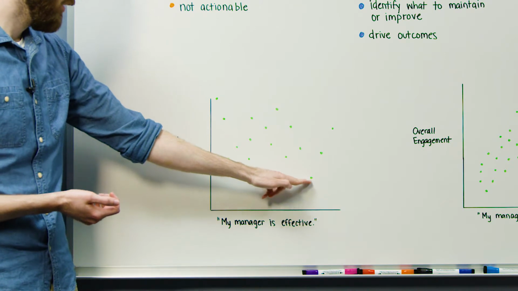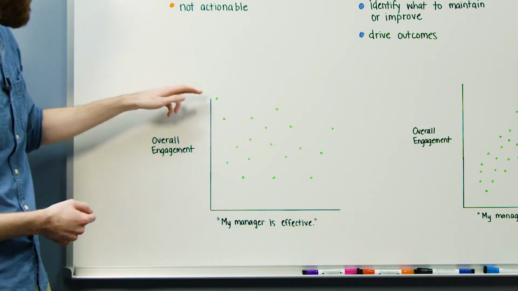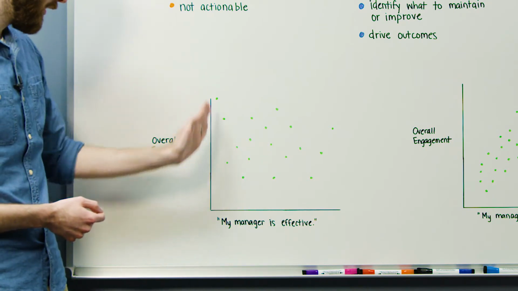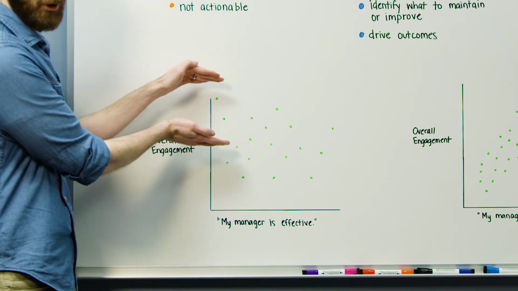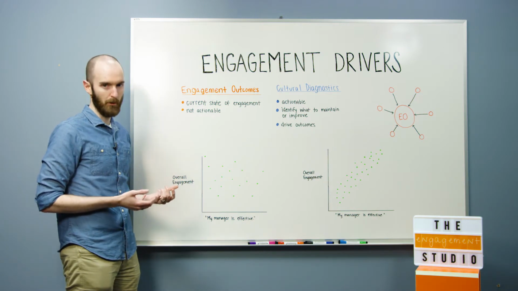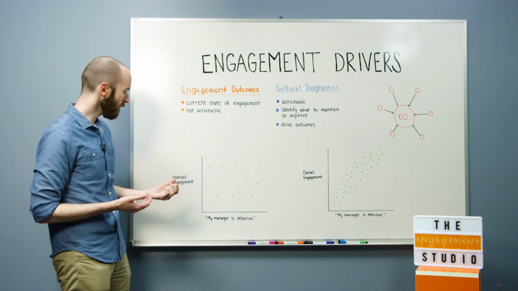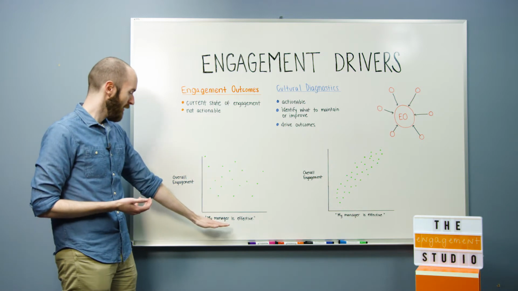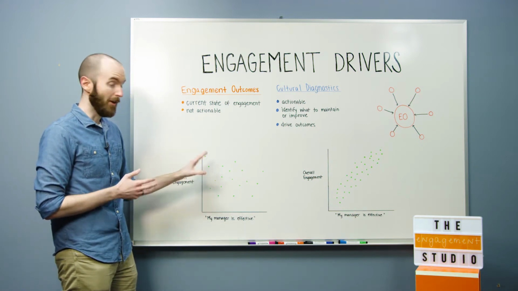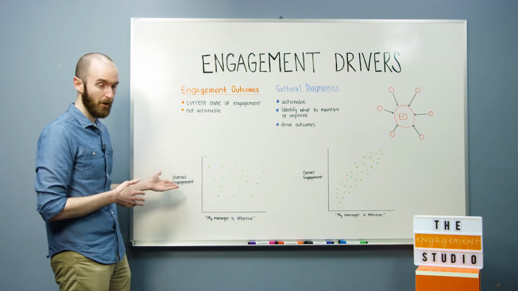overall engagement. But then we also have the exact opposite, that we have some people who rate manager effectiveness quite low on the spectrum, but they're really high in overall engagement. So essentially, there's really no nice one-to-one relationship between these two. So we can essentially say with this, that this particular item of my manager is effective is not really a driver in this case of overall engagement.